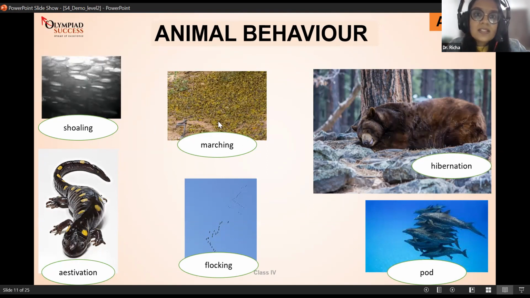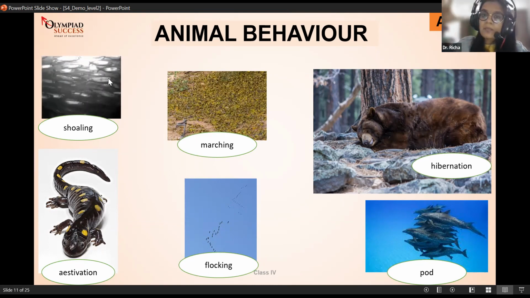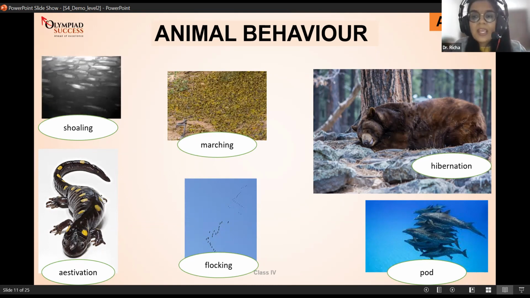Locusts, an insect, march together in huge numbers. Birds flock together, they form formation, they live together. A group of fish is either called a shoal or a school. They move together. Can you see? They are always in a bulk. These are all social behavior, animal behavior.